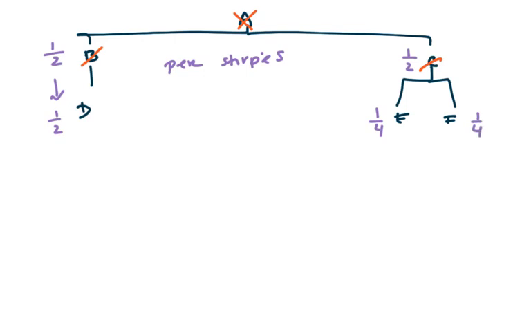All right. E and F get 1/4 because we're dividing that half that we dropped down into 2, and half divided by 2 is 1/4.